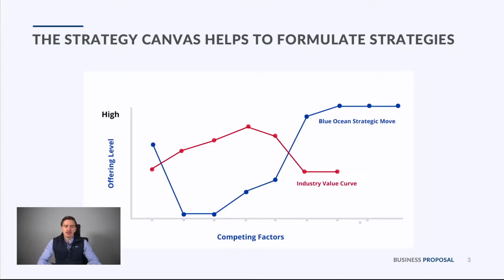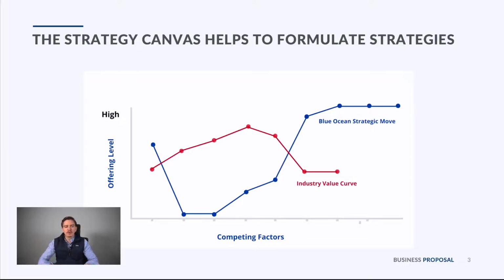So what does it look like? So you have two axes. On the one axis, you have the competing factors, okay? And those are the attributes where you compete with your competitors. So for example, obviously, it's the price, maybe it's also functionality, maybe it's design, maybe it's emotional appeal, maybe it's a certain functionality.